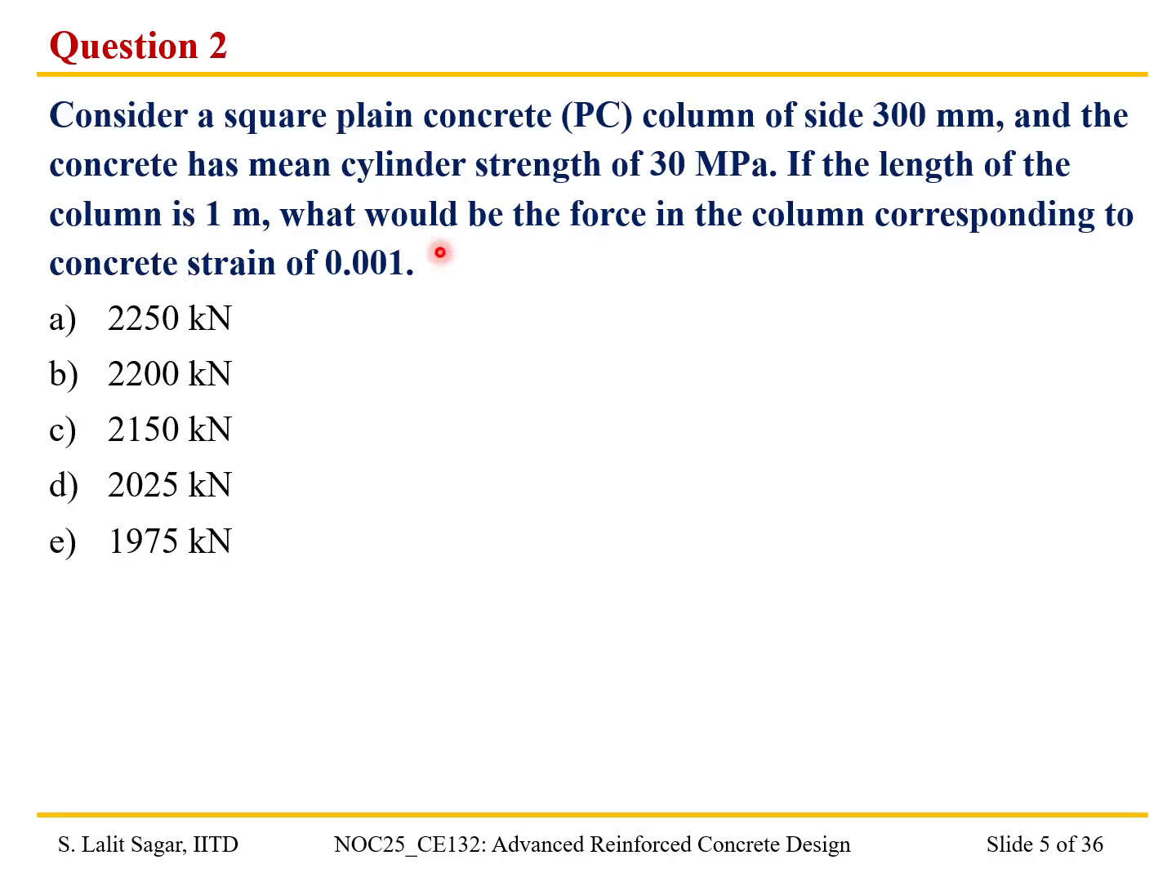So we are going into the numerical problems now. Consider a square plain concrete column of side 300 millimeter, and the concrete has a mean cylinder strength of 30 MPa. If the length of the column is 1 meter, what would be the force in the column corresponding to concrete strain of 0.001? Kindly take 2 minutes and try to solve the problem and let me know what is the correct answer.